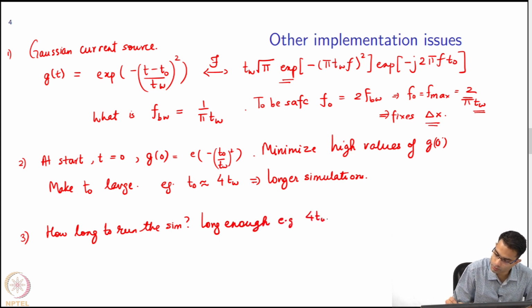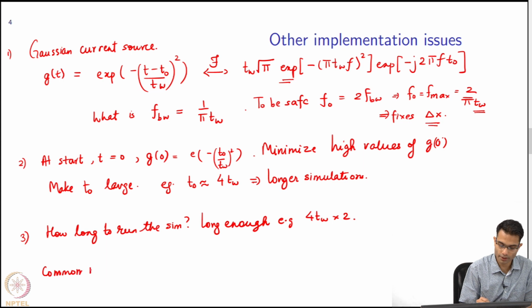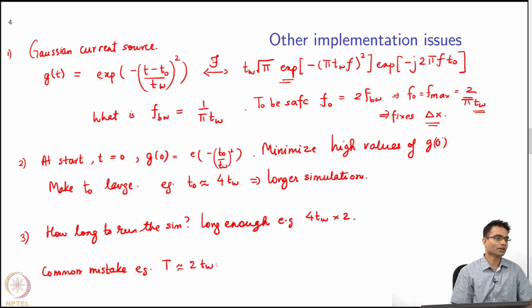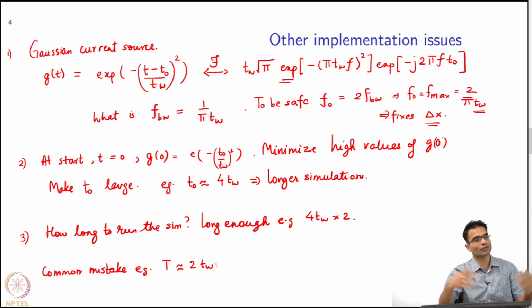Example, 4 TW into 2. So, a common mistake to avoid is, for example, I set the total time equal to, let us say, 2 TW. Everything is coded up, your time step is correct, space step is correct, everything is correct, but you forgot to run the simulation for long enough. So, you just simulated some very small part of the pulse, and because those frequencies were not generated, you have not actually been able to study your problem properly.